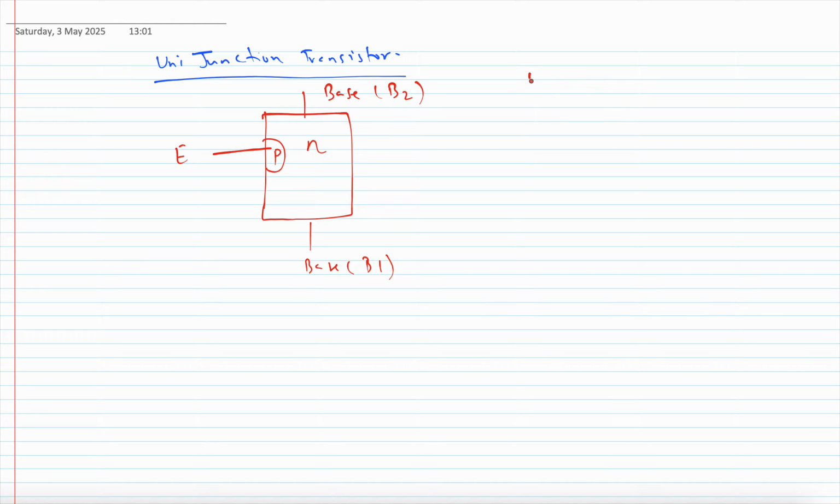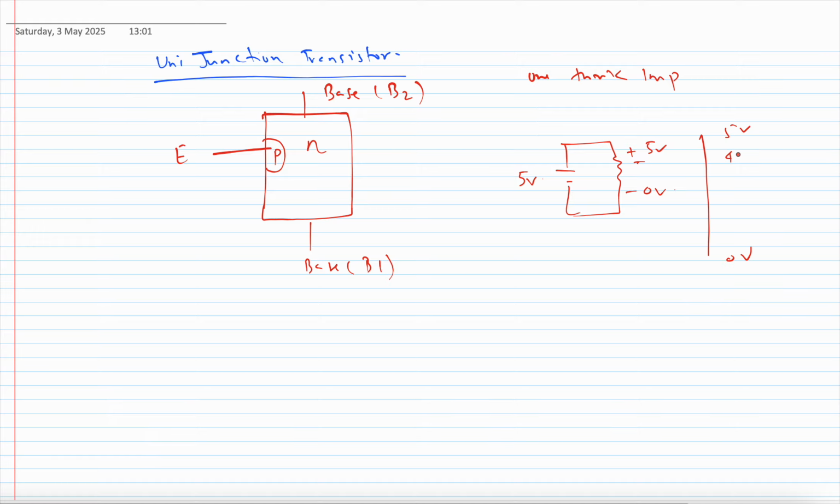One important thing is, if this is a resistor, and for example I have supplied 5 volt, then here it will be 5 volt, here it will be 0 volt. Yes, 5 volt, 0 volt, 4.9 volt, 4.8 volt, 3.2 volt, like this drop. The same concept will be here.